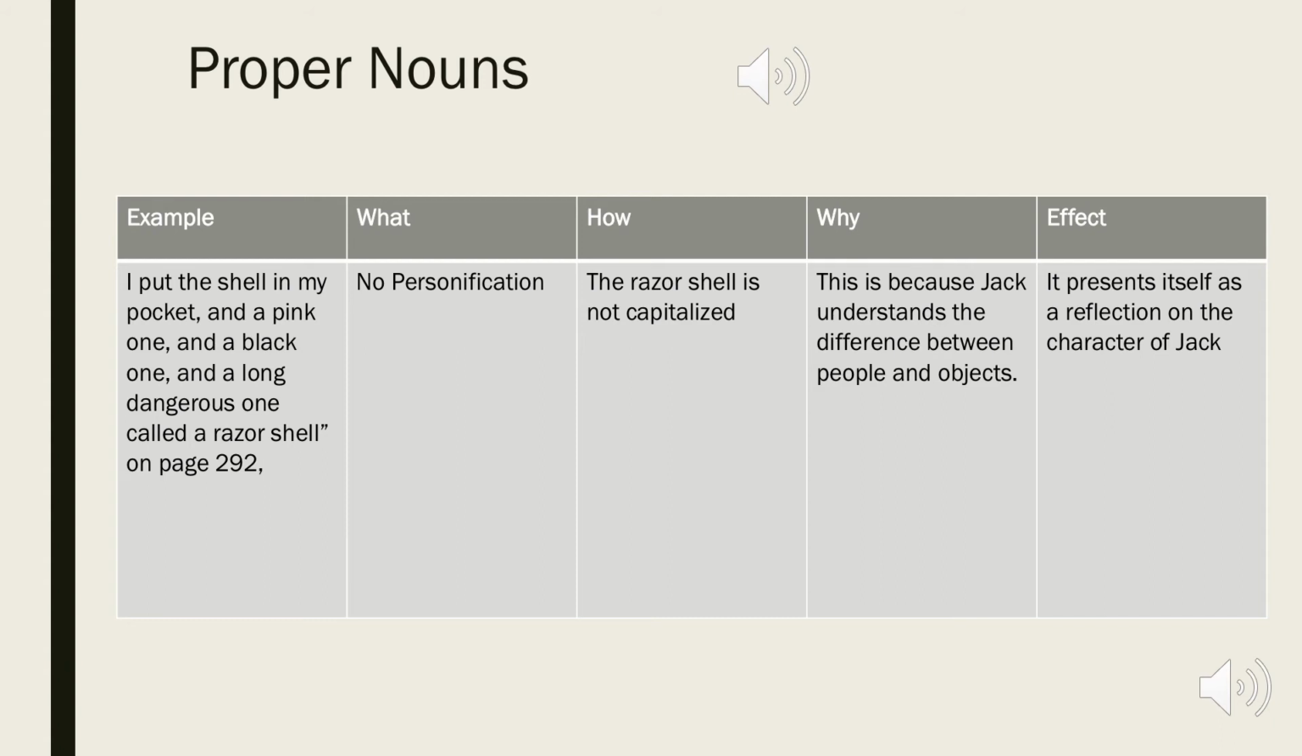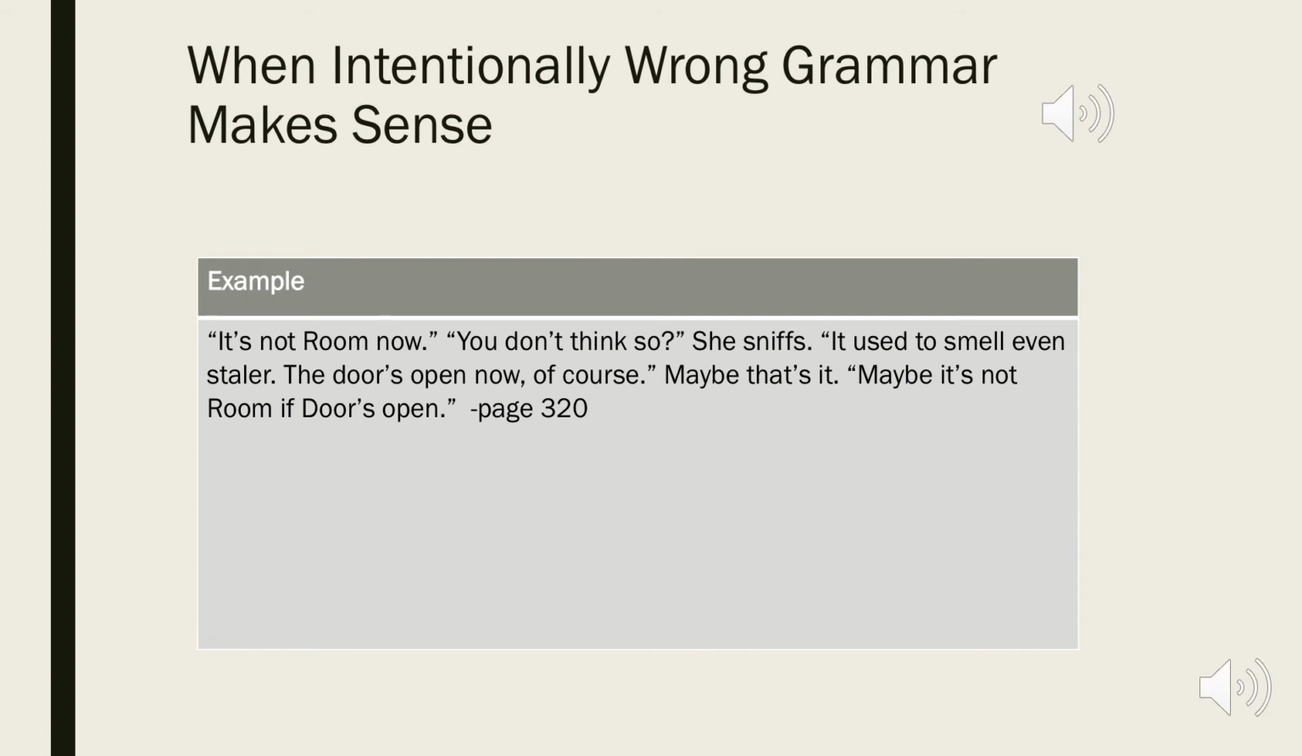A conversation that is crucial to the text is when a conversation between Ma and Jack arises on page 320, with Jack starting the conversation. He says, "You don't think so?" He says, "It's not Room now." She says, "You don't think so?" She sniffs. "It used to smell even staler. The door's open now, of course." Maybe that's it. Maybe it's not Room if Door's open.